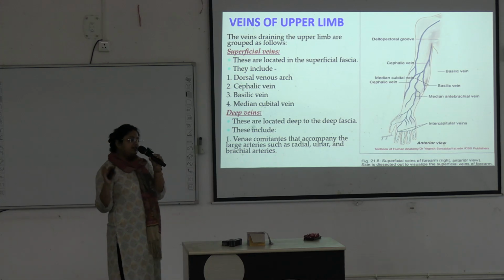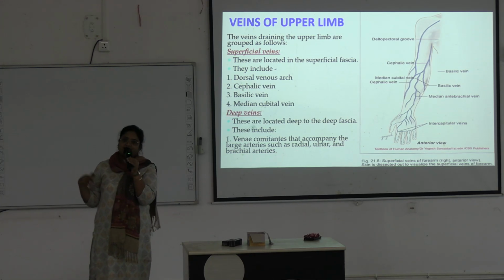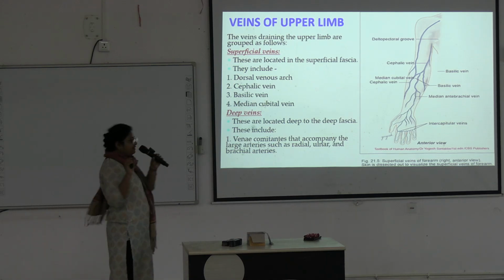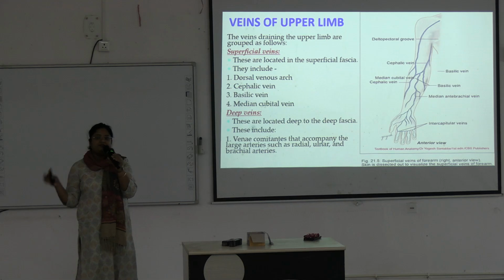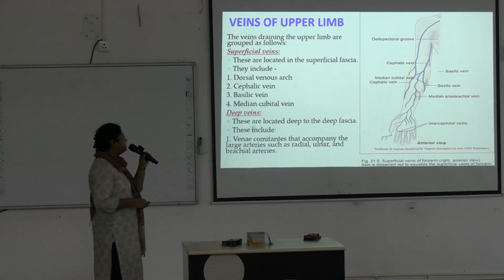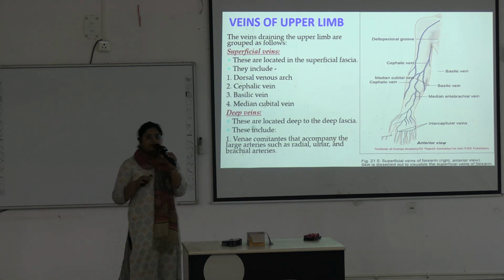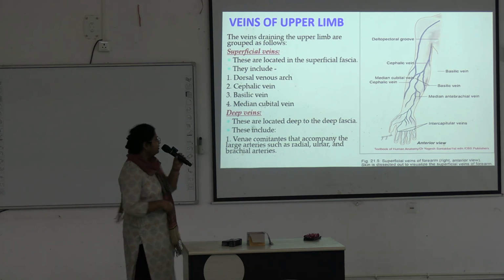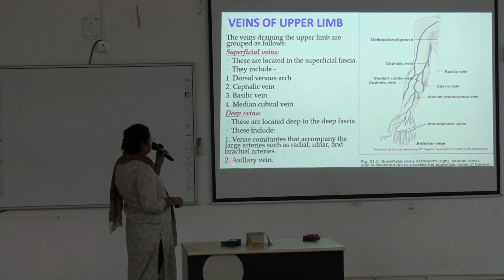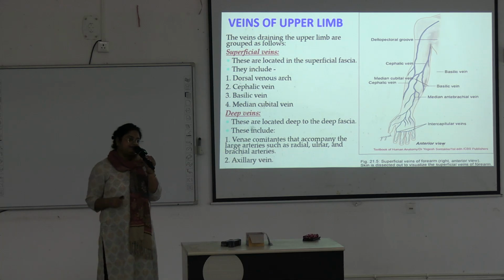On the two sides of these arteries there are veins and these are known as venae comitantes, and arterial pulsation here helps in the venous return of the blood. That's why the location of veins are like this, lying on the two sides of the artery. Next, another is axillary vein. Axillary vein is lying in the infraclavicular region.